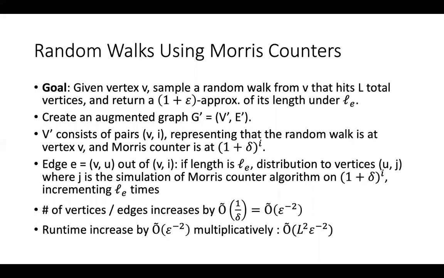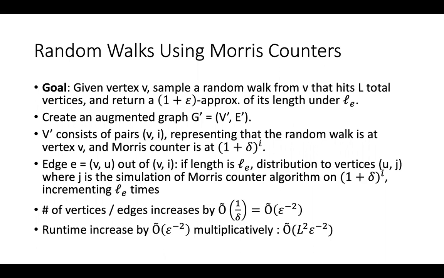For an edge from v to vertex u in the original graph, out of (v, i) in V', we're going to construct a set of vertices that it goes to. If the length is l_e, then we're going to send (v, i) to (u, j), where j is the result of simulating the Morris counter incrementing l_e times. So we're going to simulate adding l_e Morris counter steps, and that's how we're going to send (v, i) to (u, j).